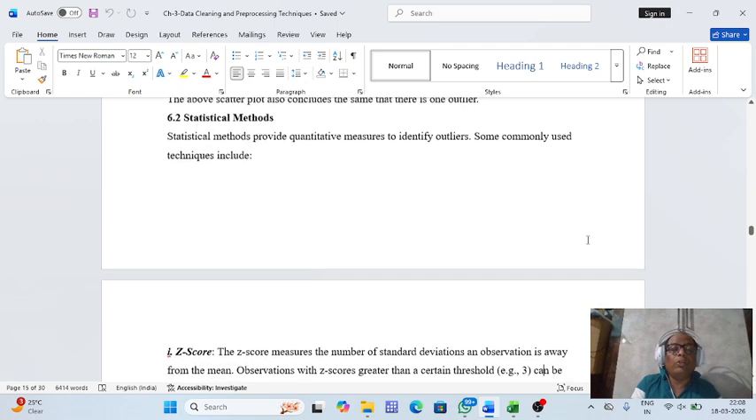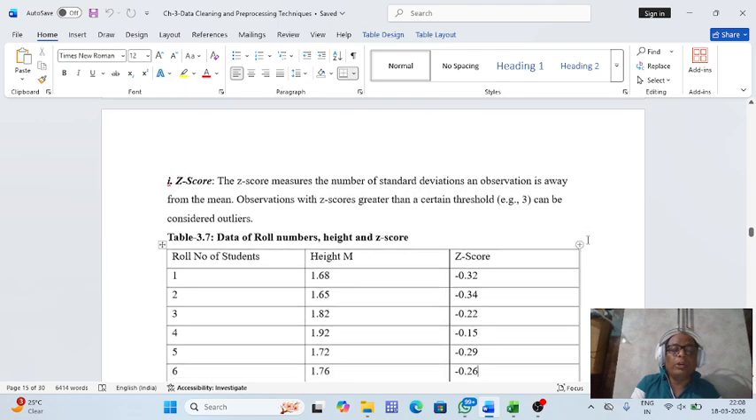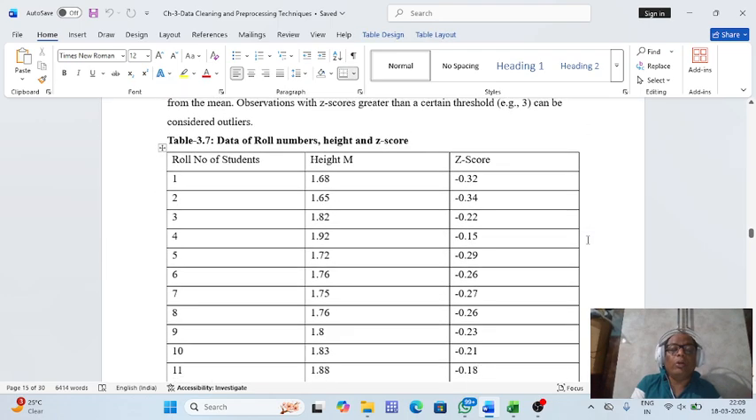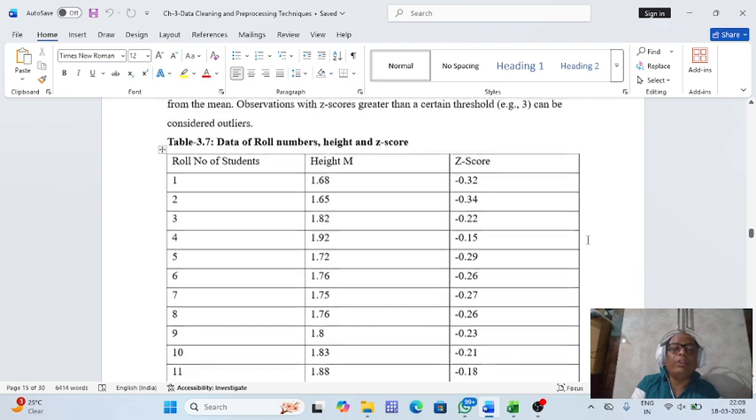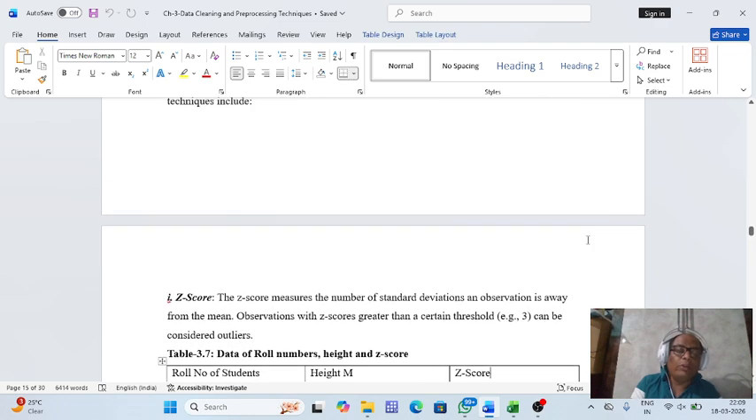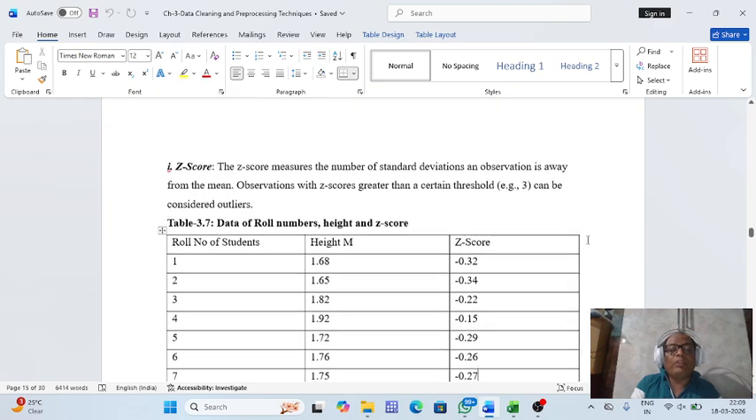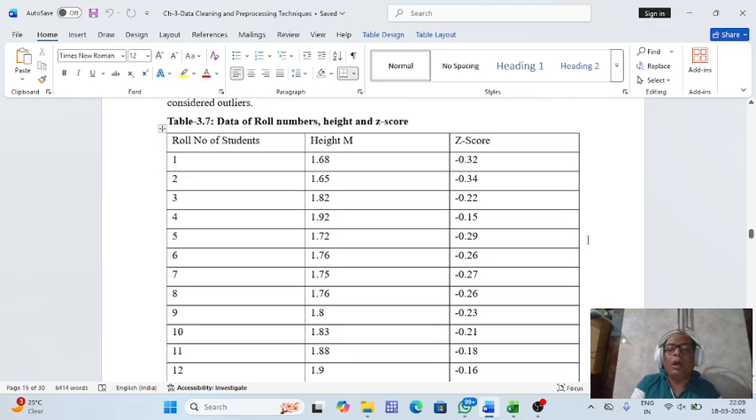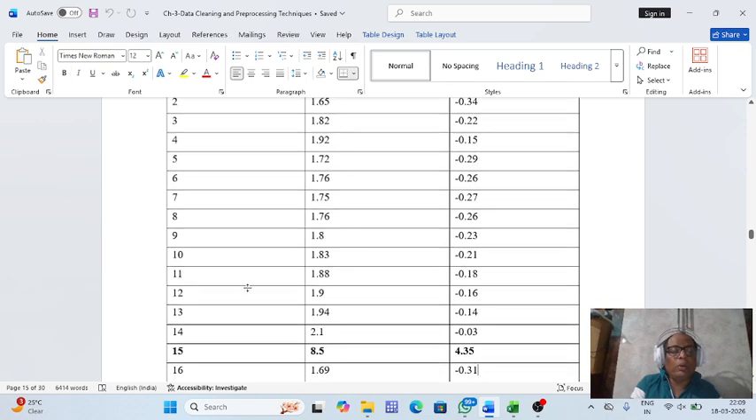Again, if you go for a statistical method, you can go for the z value or z score value. Okay, so what is that? Now see how the z score value has been calculated. And if you see the z score value of roll number 15, it is coming 4.35.